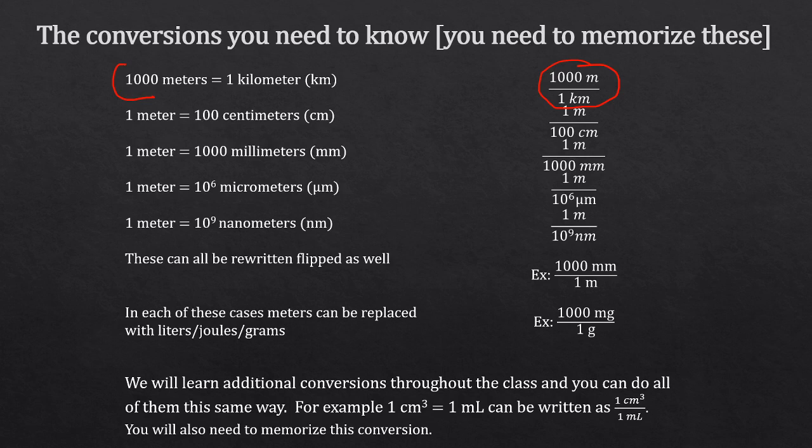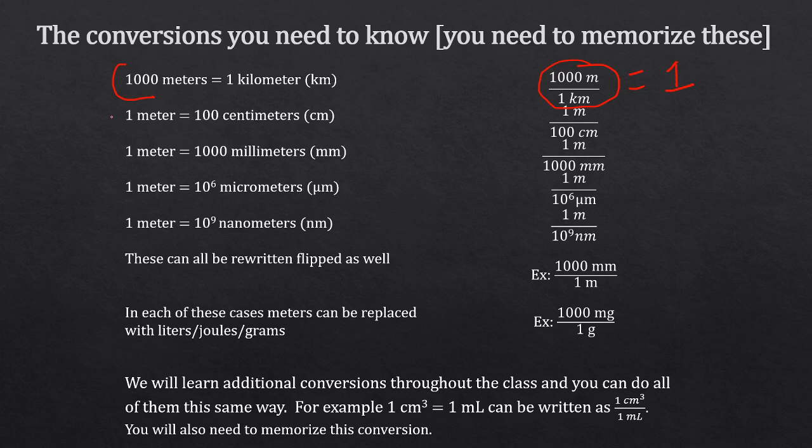But I'll just mention that these things are equivalent statements, where the fact that 1,000 meters equals 1 kilometer means that if I write it as a fraction, this is equal to 1. And as we learned in math class, you can always multiply things by 1. It doesn't change their value. This is how we're going to use this information to convert from one unit into another in just a moment.